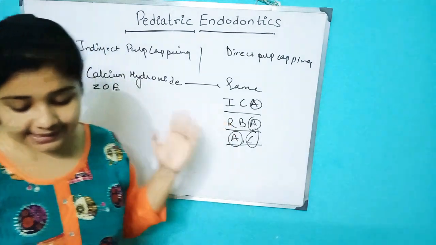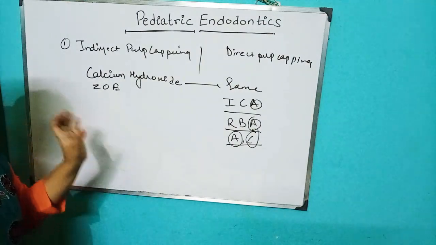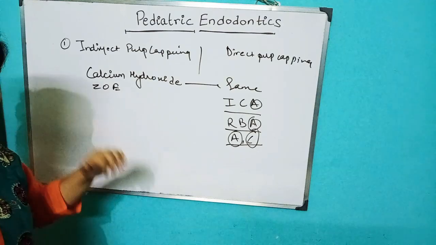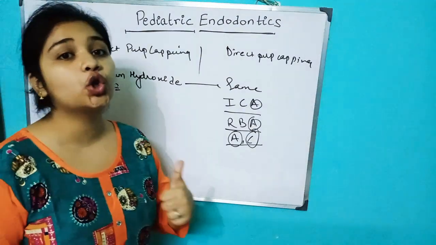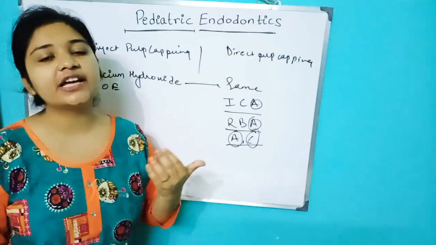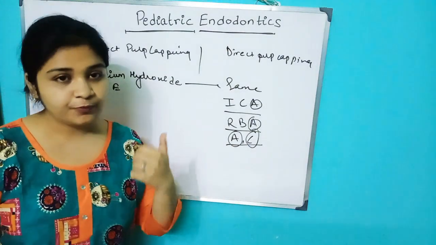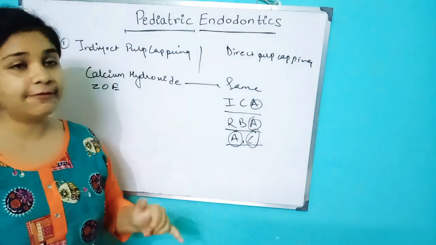Second, there is a sign of periapical pathology. There may be a pathology. It may be sensitive to hot and cold. But in direct pulp capping, the contraindication is something different. That is pain at night. Pain at night might be felt.